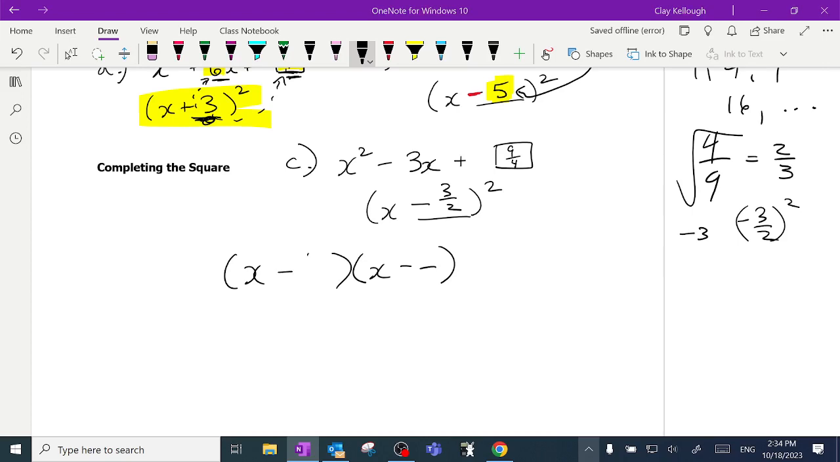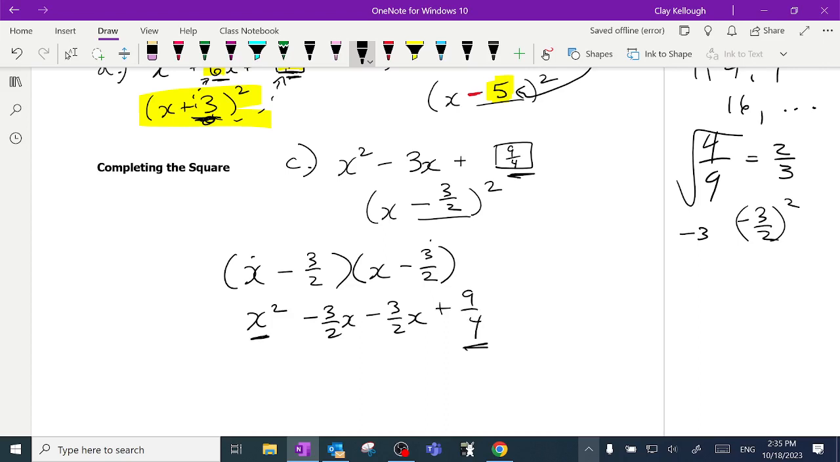Let's double check that that works. 3/2 and 3/2. X times x is x squared. X times negative 3/2 is negative 3/2 x. Negative 3/2 times x is negative 3/2 x. And negative 3/2 times negative 3/2 is plus 9/4. So we got that part.